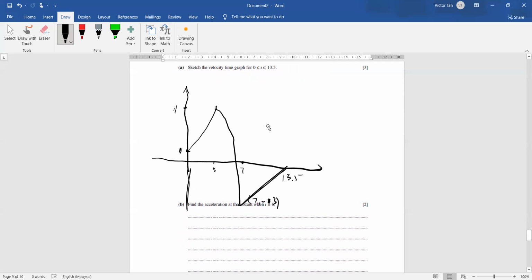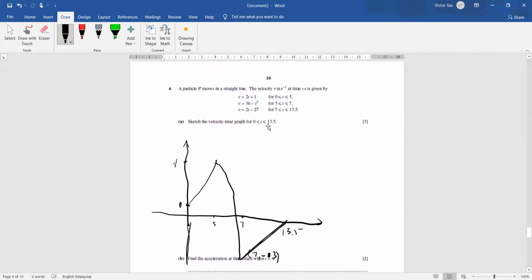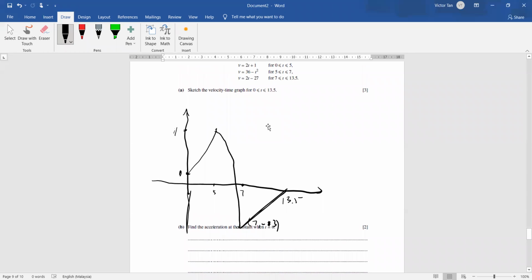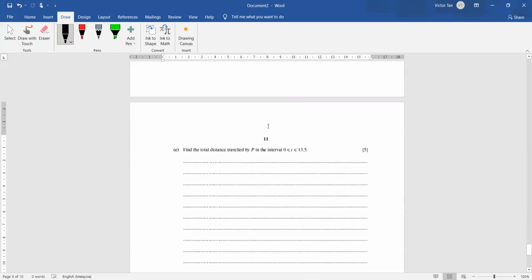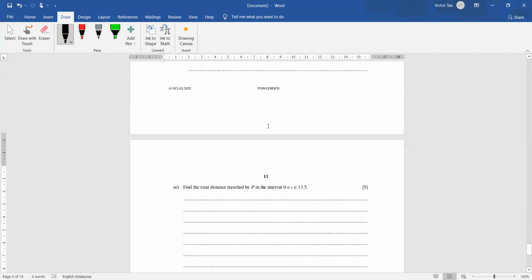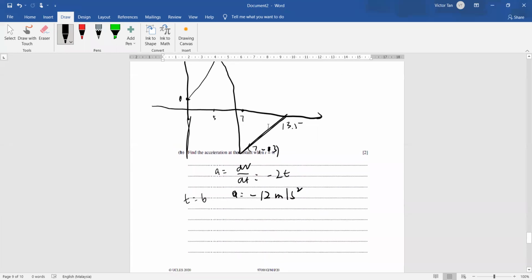Find the acceleration at the instant when t equals 6. Okay, so you have to use the second equation, t equals 6. The acceleration is dv over dt equals minus 2t. T is 6, so the acceleration is minus 12 meters per second square. Okay. Find the total distance traveled by P in the interval 0 to 13.5.